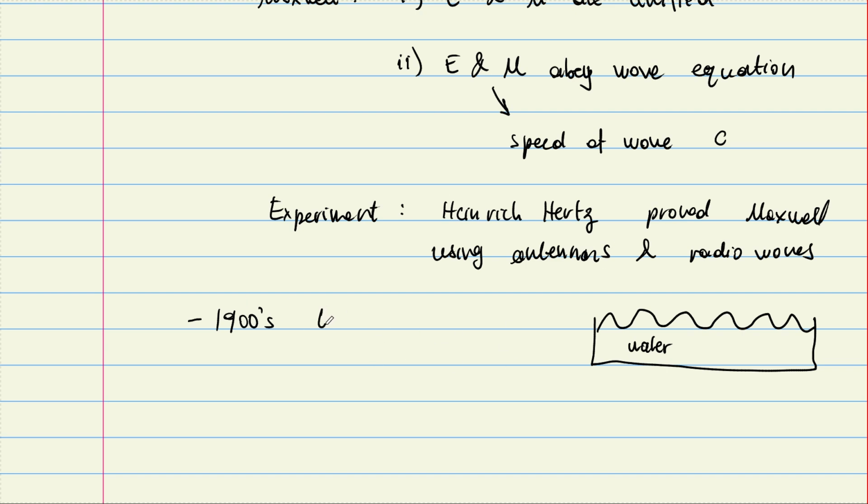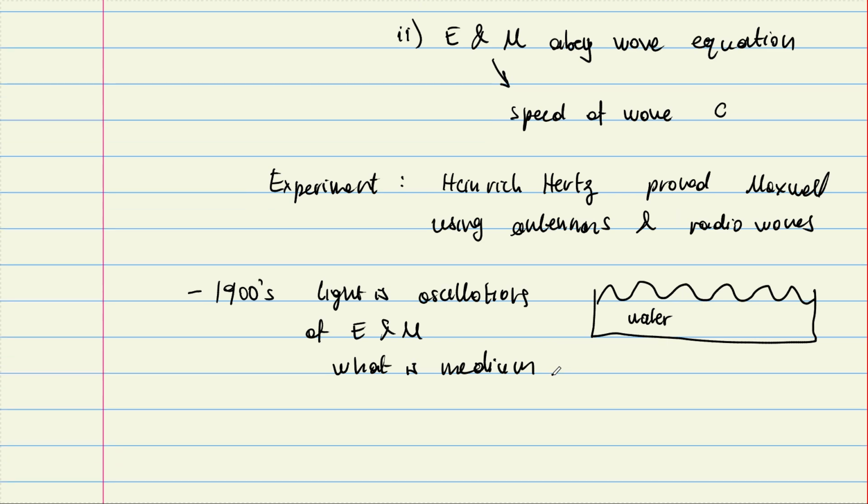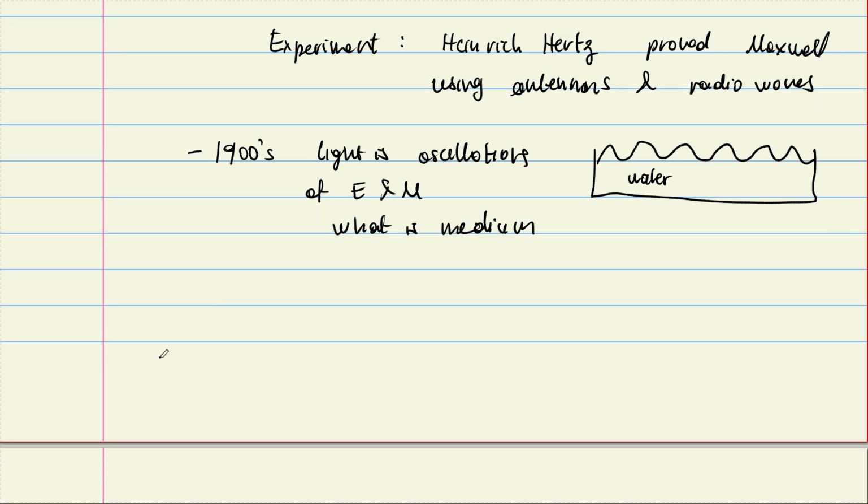And in the 1900s, if light is oscillations of E and M, so what is the medium? Right? You need a medium for something to oscillate, exactly like this picture. And the very common suggestion at the time was so-called ether. Ether was a substance that permeates the entire space, exactly like water permeates the entire ocean. We can't see it, but it is fixed, right? Exactly like water molecules are fixed in the ocean, ether is also fixed. And the suggestion was we can't see it, but it must be the reason for light waves.